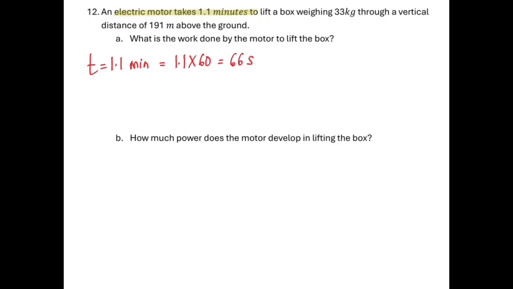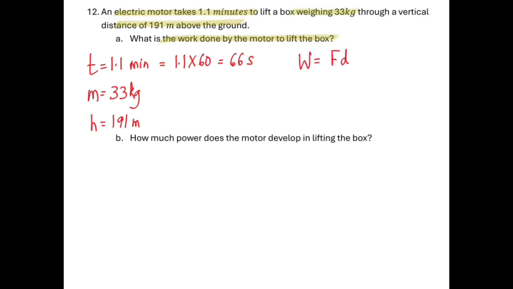So an electric motor takes 1.1 minutes to lift a box weighing 33 kg. The mass is given to us as 33 kg, through a vertical distance of 191 meters above the ground. So the height is given to us as 191 meters. The question is asking us what is the work done by the motor to lift the box.